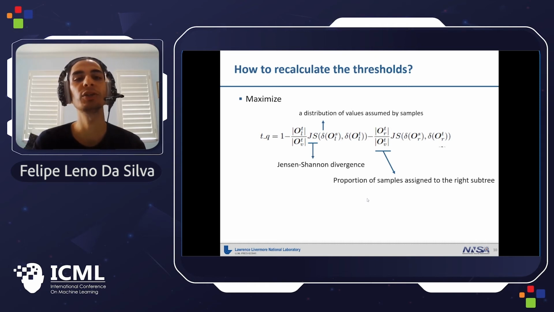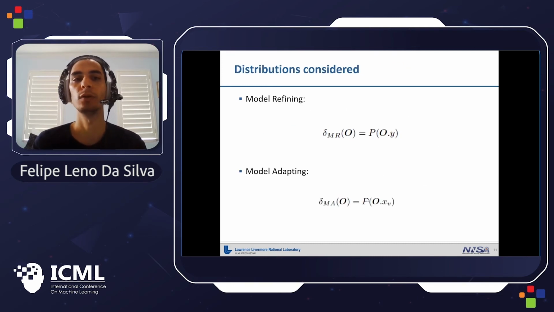But as you can see in the equation, we need a specific distribution of values to apply in the equation. And these distributions change according to the scenario in which we want to use the algorithm. In the first one, model refining, the distribution is the distribution of labels. And in the model adapting scenario, since we don't have labels, we use the distribution of the attribute values itself.